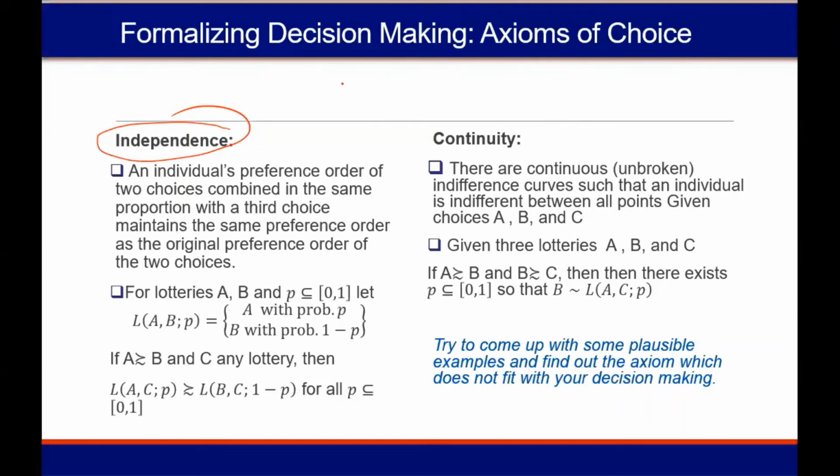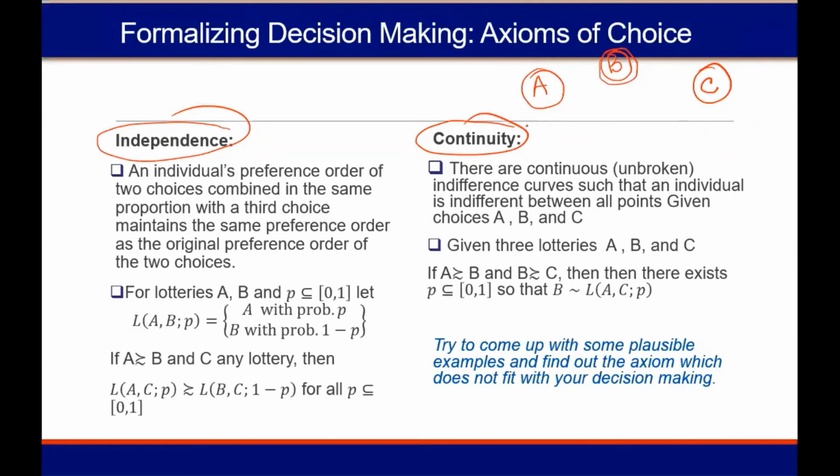And then if I ask you about continuity, continuity is an axiom like this. For example, you have three options. One has a very high outcome, for example, that is A. Another one has a very low outcome, that is C. And another option has an outcome between A and C, that means it is an option in which you will have some payoff in between A and C.